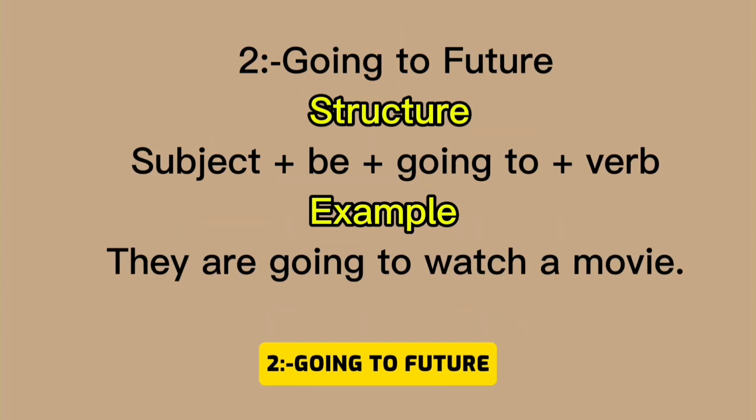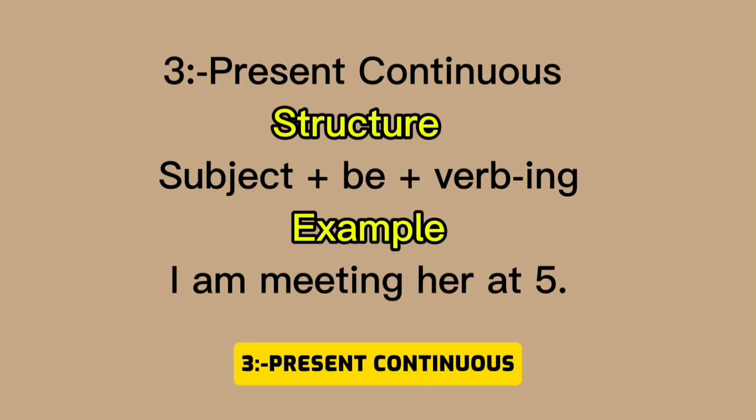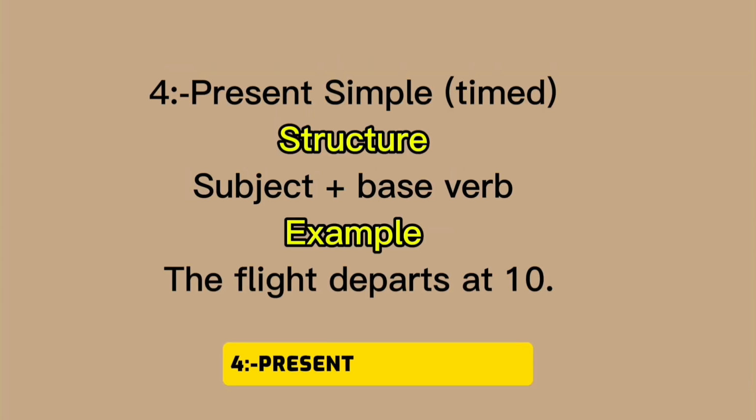2. Going to future. Structure. Subject plus be plus going to plus verb. Example, they are going to watch a movie. 3. Present continuous. Structure. Subject plus be plus verb-ing. Example, I am meeting her at 5. 4. Present simple timed. Structure. Subject plus base verb. Example, the flight departs at 10.